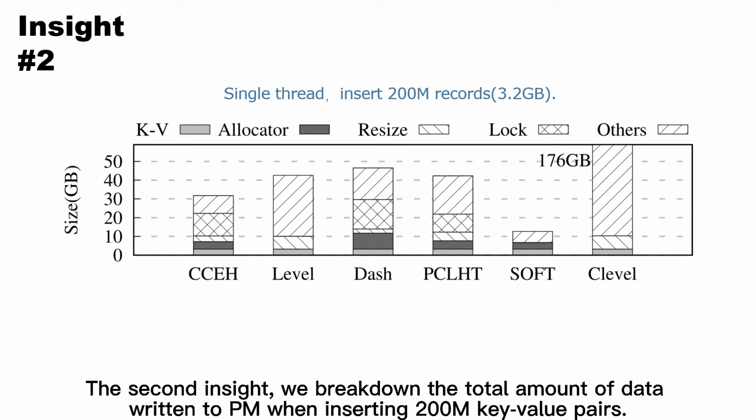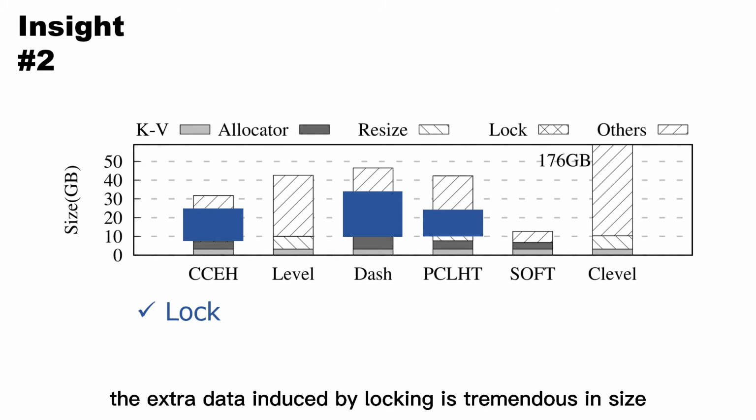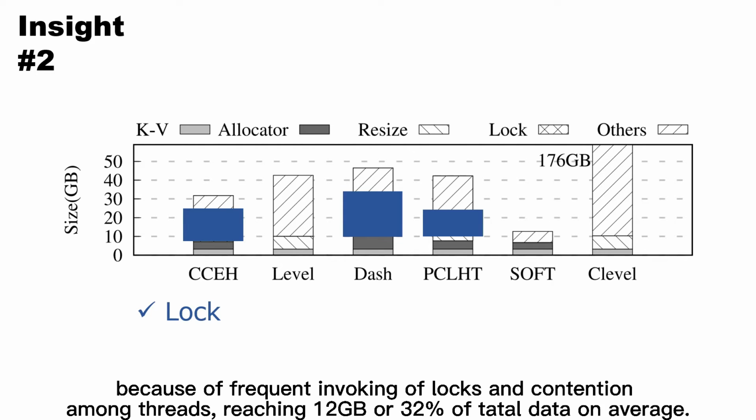The second insight: we break down the total amount of data written to PM when inserting 200 million key-value pairs. We can observe that for the 3 lock-based PM hash tables, the extra data induced by locking is tremendous in size because of frequent invoking of locks and contention among threads, reaching 12 GB or 32% of total data on average.